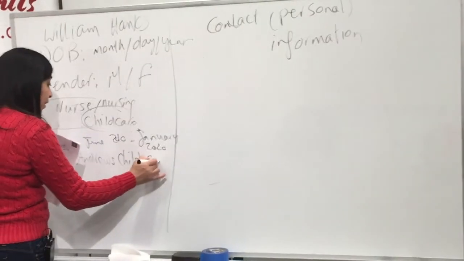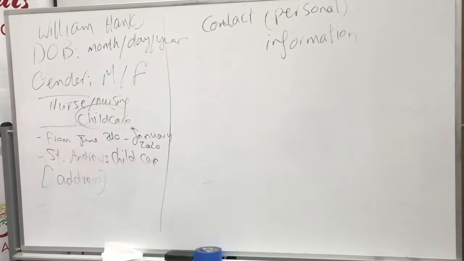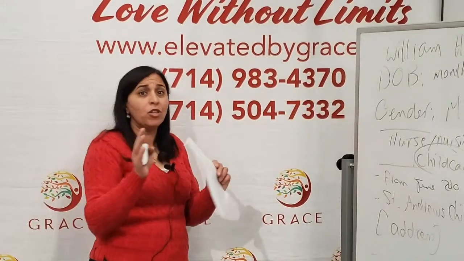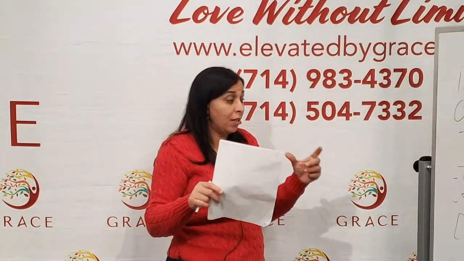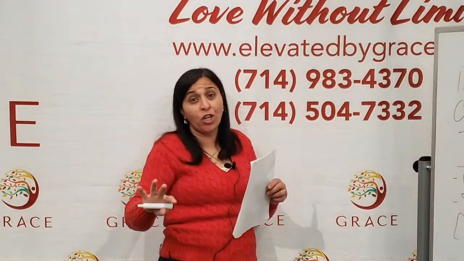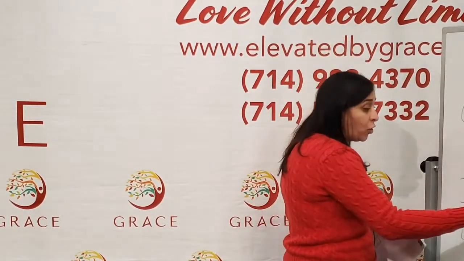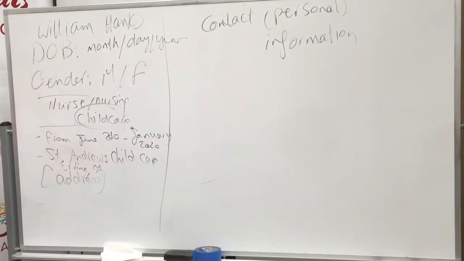Child Care. And you have to put the address, the physical address of this institution. You can say St. Andrew's Child Care, Orange, California, or for example St. Andrews Child Care, Miami, Florida, or New York City, New York State. So you don't have to put the full physical address of the institution, because they can Google it, they can find the full address. You just have to put the city and the state. Okay, for example, St. Andrews Child Care, Irvine, California. So from June 2010 to January 2020, I worked for St. Andrews Child Care. It's located in Irvine, California.